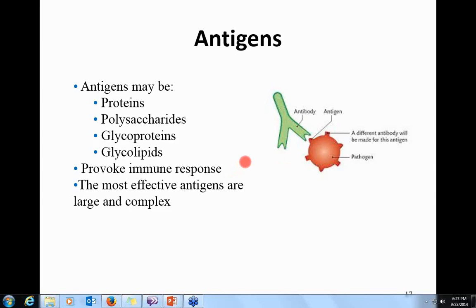The most effective antigens are large and complex, meaning they're fairly big proteins. So we're going to learn that sometimes to activate the immune system, we have special cells that chop up these antigens so they're more easily recognized by the T and B cells.